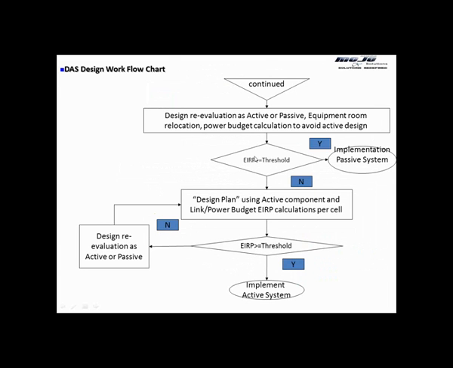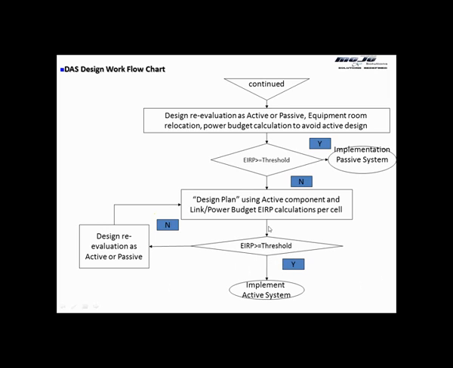But before we go for the active system, we do a reevaluation of active or passive, and we try to negotiate with the building owners for the room location closer to the antenna locations, and do the power budget calculation as well if possible. If with this effort we decrease the losses and bring node B closer to the antenna, then we will implement a passive system. If no, then we'll have a design plan using active components, and link budget EIRP calculation per cell is done. Once you implement an active system, you should be able to meet the EIRP calculation. If you don't, you will have to redesign, but usually that is not the case. You meet the EIRP threshold and implement the active system.